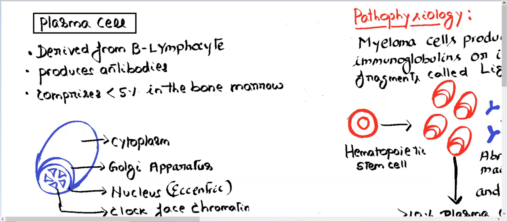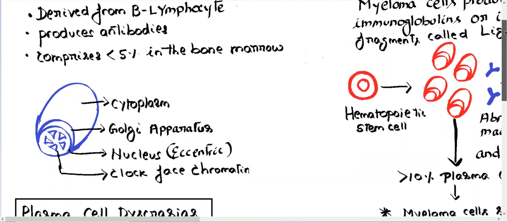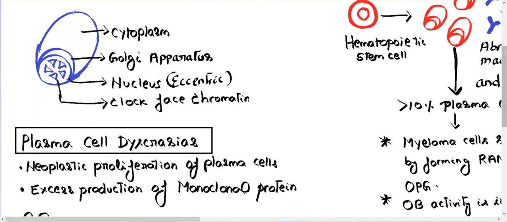So talking about the plasma cell, it is mainly derived from the B lymphocyte, which is derived from the lymphoblast from the hematopoietic stem cells in the bone marrow, and they produce antibodies which are mainly responsible to prevent infection. Normally in the bone marrow we see less than 5% plasma cells. The appearance of a plasma cell is an oval cell with abundant cytoplasm, and the nucleus is in the periphery, that's an eccentric nucleus with clock face chromatin, and around the nucleus is the perinuclear area, that's mainly for the Golgi apparatus.